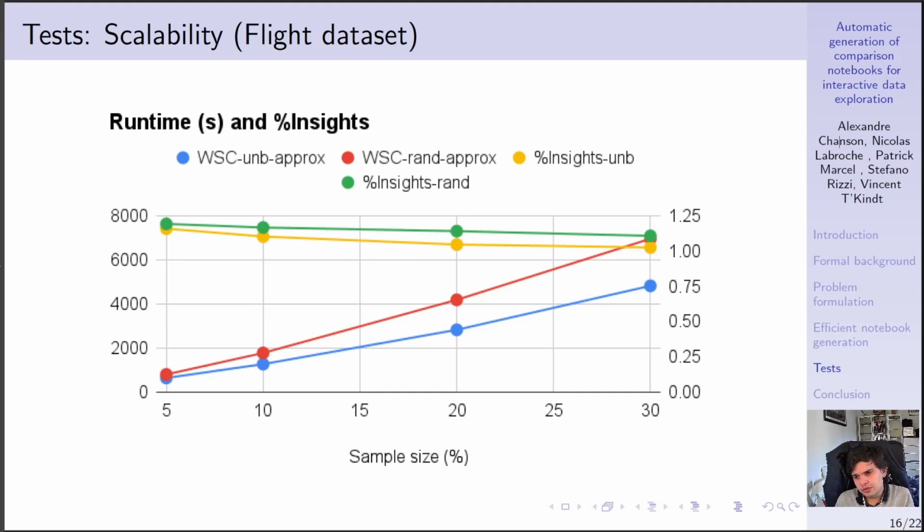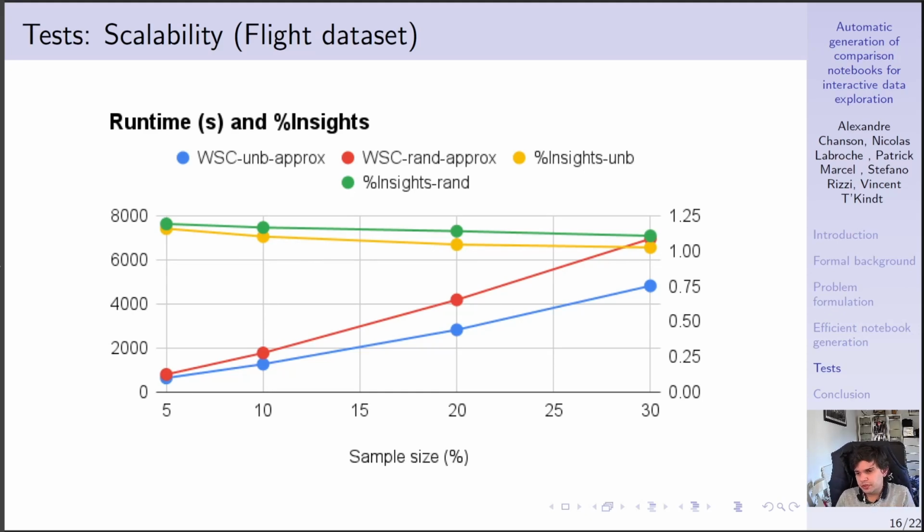So we also tested the scalability of the sampling approach alone. We tested various sample sizes from 5% to 30% of the dataset. And first, we can see that for small samples, the runtime in red and blue remains acceptable, and the unbalanced sampling is better than the random sampling.